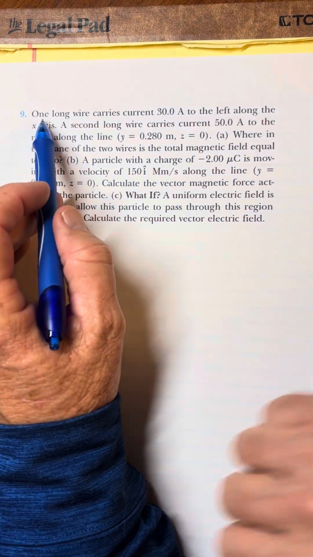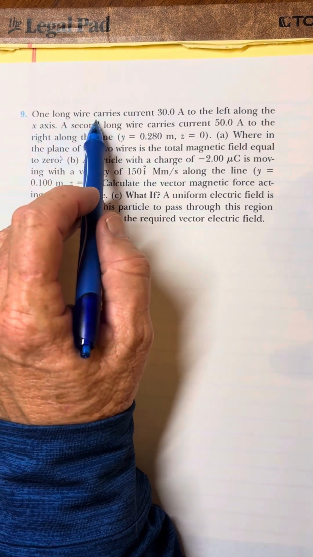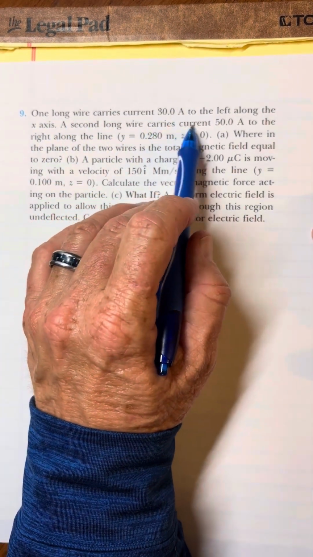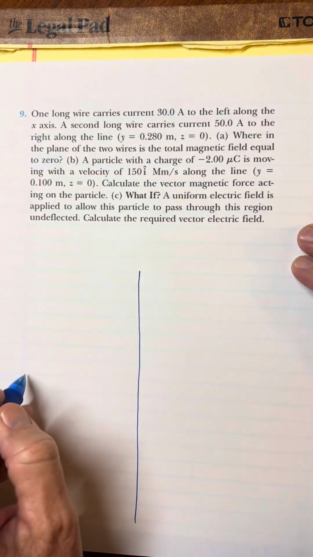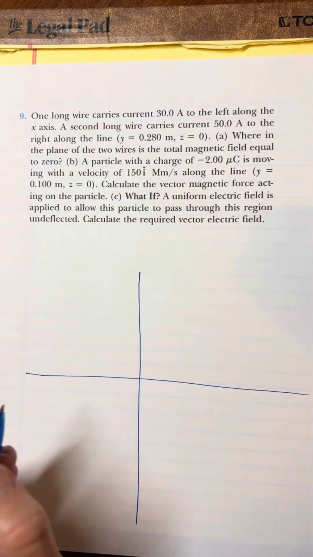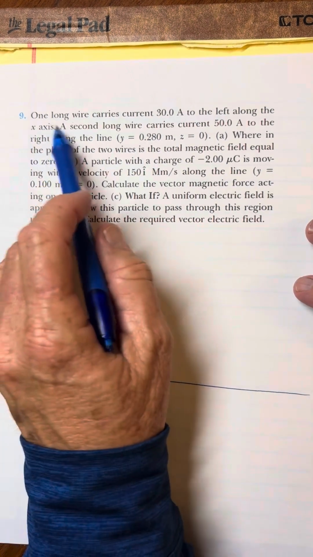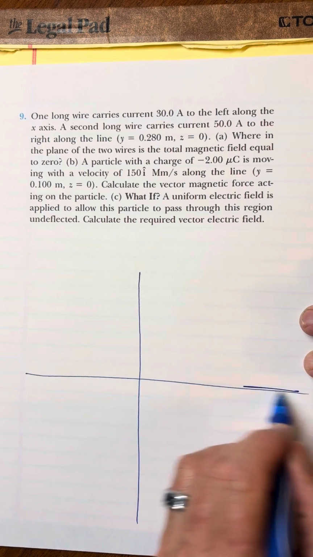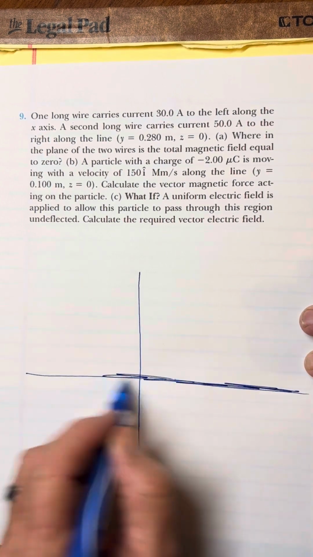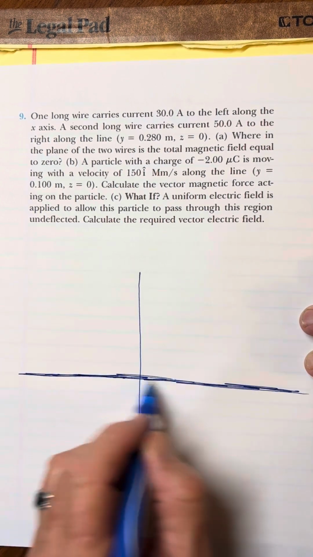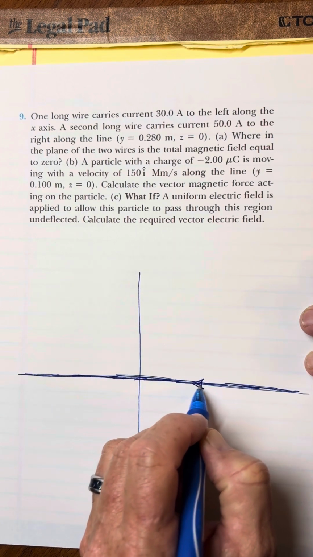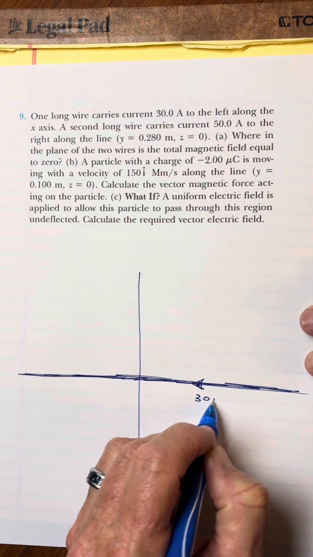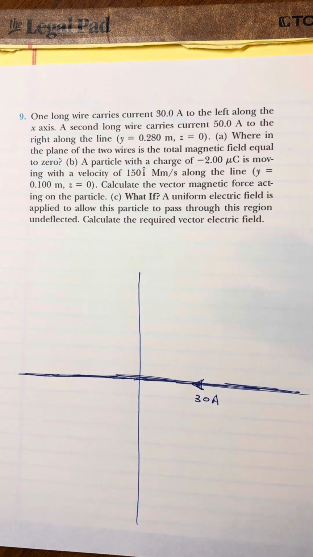Number 9 says this: you have one long wire that carries 30 amps. I have a grid here, and this long wire carries 30 amps to the left along the x-axis. Let me just draw the x-axis, maybe put a little arrowhead here, and right next to it I'll put 30 amps.